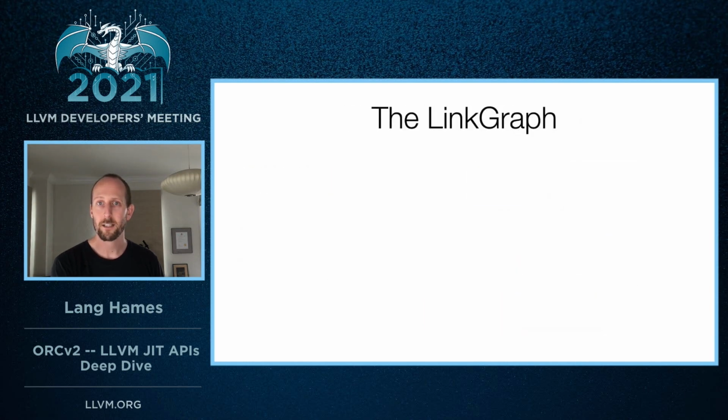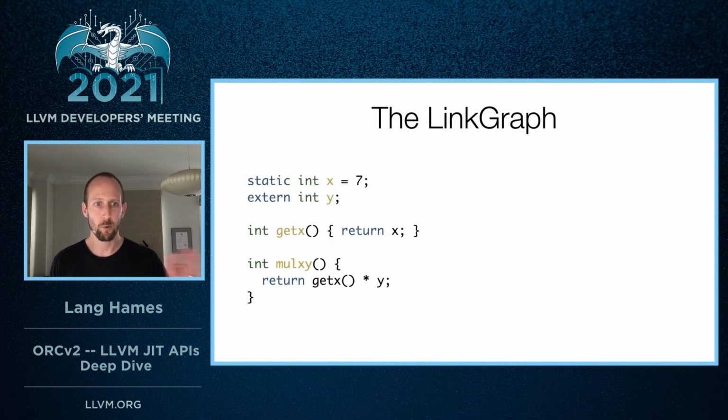So that's the pipeline. Now let's take a look at that link graph data structure that's at the center of it. We'll construct a link graph for this simple C program on the left here. Let's assume we've compiled it with clang -c -o on Darwin. So the output of that will be a Mach-O object file.